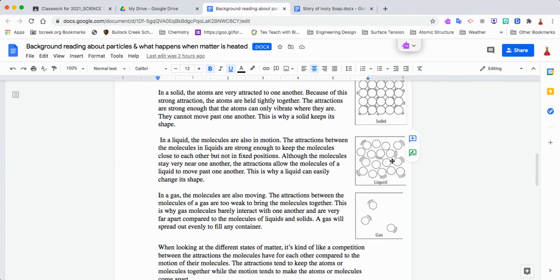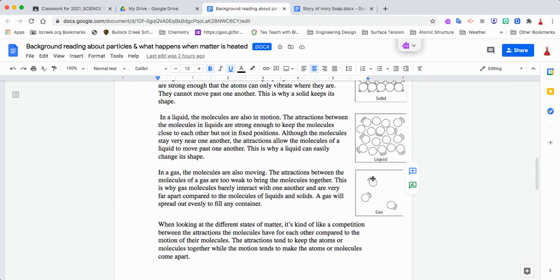Okay? In a gas, and what I don't like about this diagram is I feel like they should show a third motion line to show that gas particles have more kinetic energy, or draw the lines even bigger. But in a gas, the molecules are also moving. The attractions between the molecules of a gas are too weak, almost non-existent, to bring the molecules together. This is why gas molecules barely interact with one another and are very far apart compared to the molecules of liquids and solids. A gas will spread out evenly to fill any container.